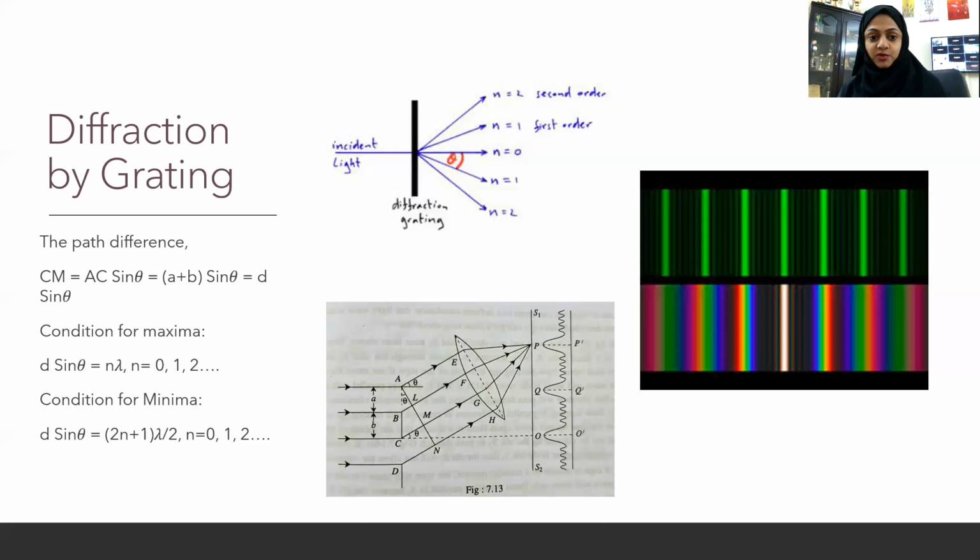In this class, we have seen what diffraction is, how diffraction occurs, and we have learned the conditions for maxima and minima. We have compared interference and diffraction, and we have also seen how diffraction occurs in a diffraction grating. I hope you understood this lesson, and in the next lesson we will be learning a new phenomenon of light called polarization.